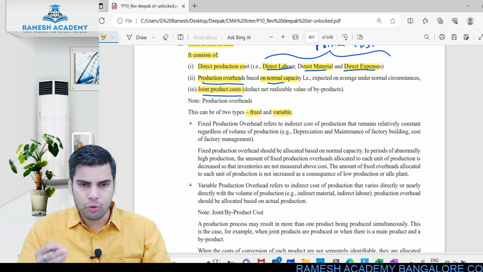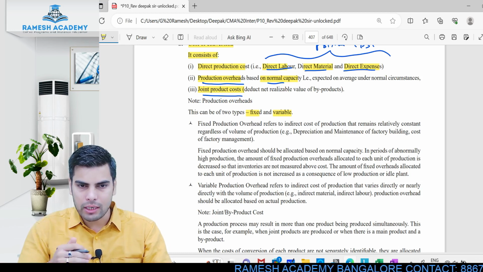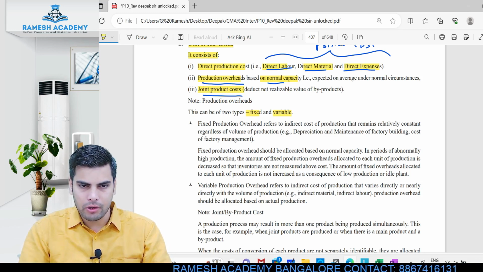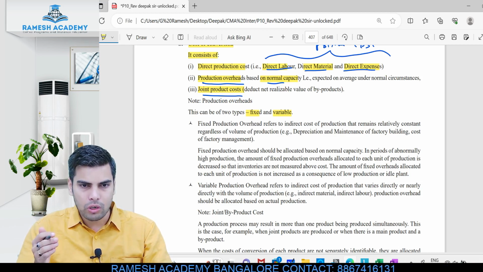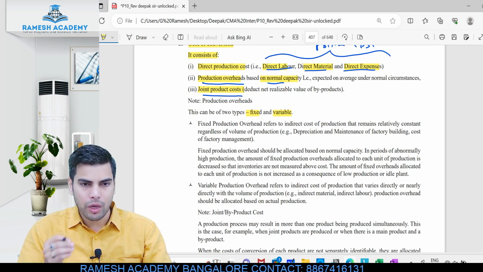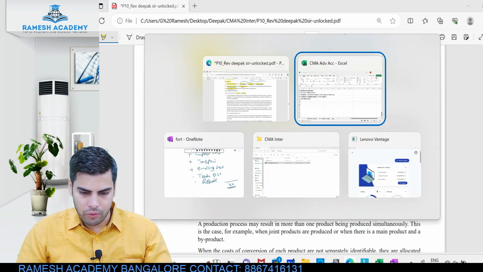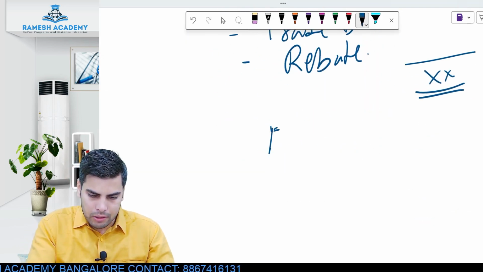But variable cost or variable overhead is going to change with the increase or decrease in the level of production. Higher the number of units, higher would be the variable cost. So normally, fixed costs are fixed in total but vary per unit, whereas variable cost varies in total but remains fixed per unit. I'll give you an example of fixed cost and variable cost.